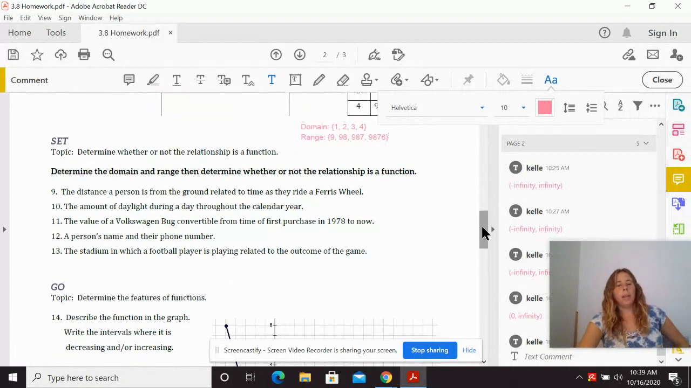Here we go. Determine the domain and range and then determine whether or not the domain and the range. Oh, that's a terrible way of saying that. So it really wants us to say, if we were graphing this or making a table, which one would be our x value, our independent value, and which one would be our y value.